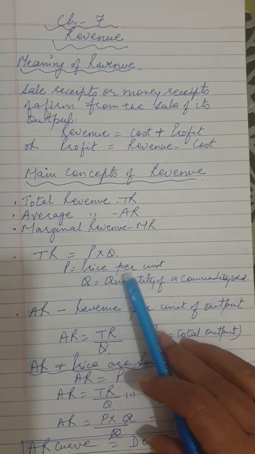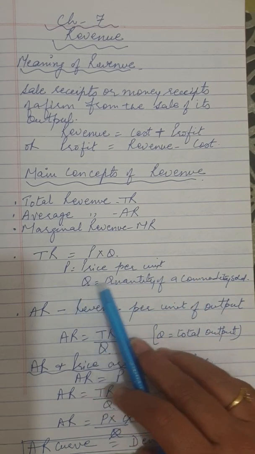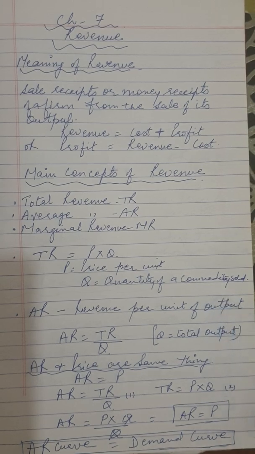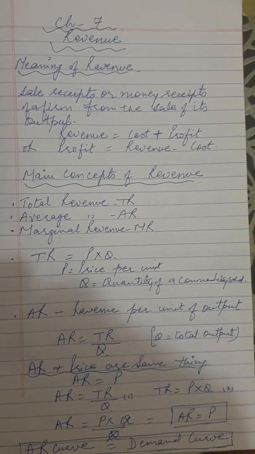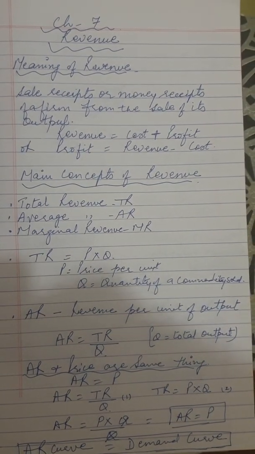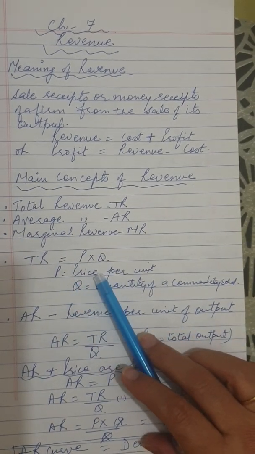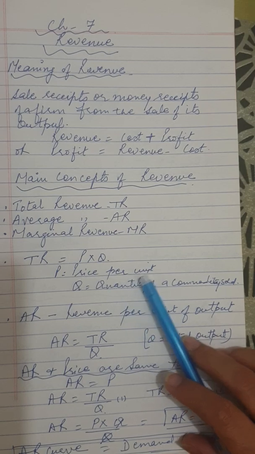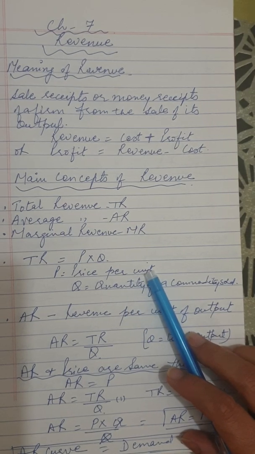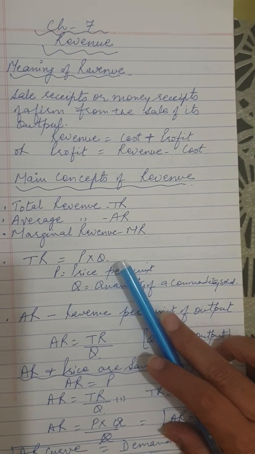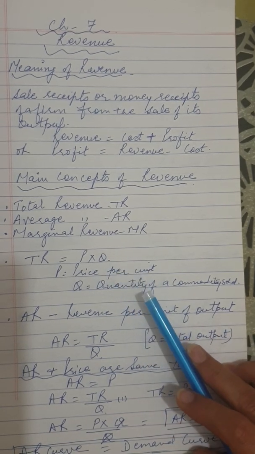So P is the price per unit and Q is the quantity of a commodity sold by that firm. So total revenue is equal to the price of the product multiplied by the number of the units of that commodity sold by the firm, that is called total revenue.